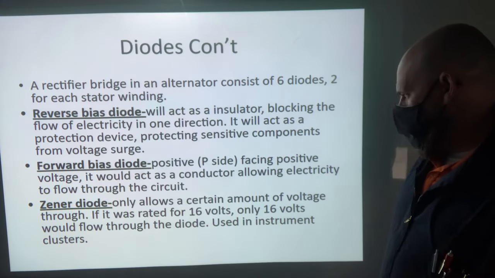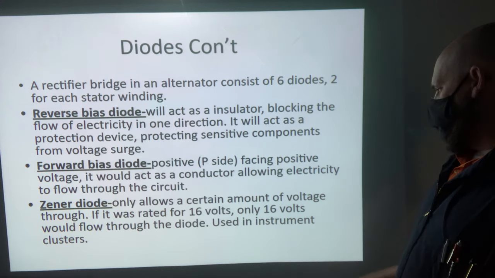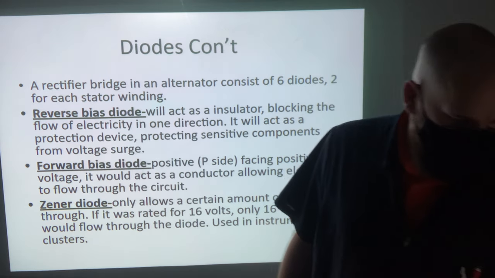And a zener diode only allows a certain amount of voltage through. If it was rated for 16 volts, only 16 volts would flow through the diode. It's used in instrument clusters a lot of times.